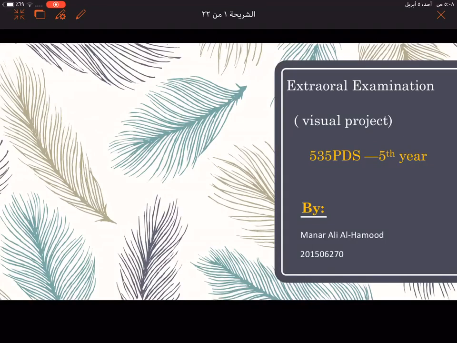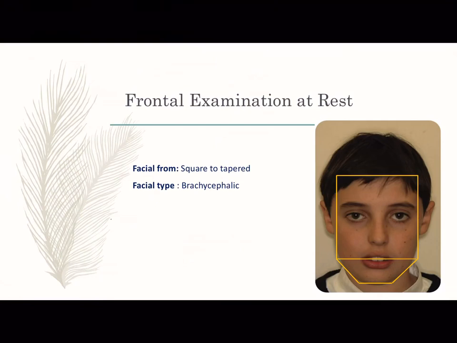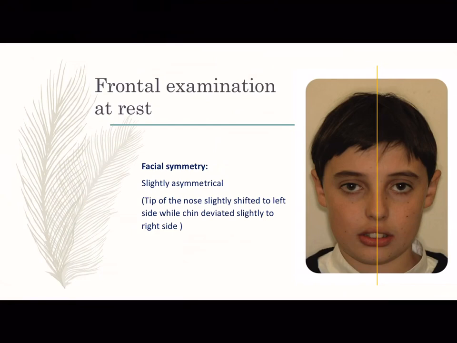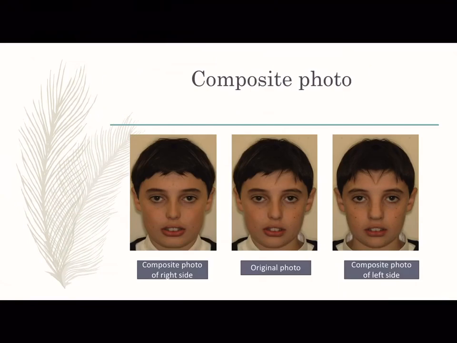I'm going to present the extraoral examination for a 12-year-old male patient referred by his dental practitioner to the orthodontic clinic. In frontal examination, he has a square to taper face with a brachycephalic type of face. Facial symmetry: the patient has a slightly asymmetrical face because the tip of the nose is shifted to the left while the chin is shifted to the right. To compare that, we do a composite photo, composite to the right and left side.